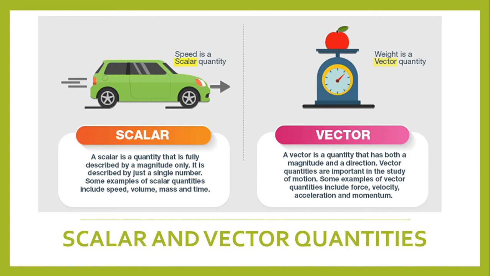Some examples of scalar quantities include speed, volume, mass, and time. Whenever we are referring to speed, in our daily life, the biggest example is that of a speedometer, right? When we are traveling in the car, we see that there is a speedometer, and it gives us the speed, that is, how many kilometers per hour or miles per hour the car is going. So that's a number, and that's all we need to get the speed of the car.